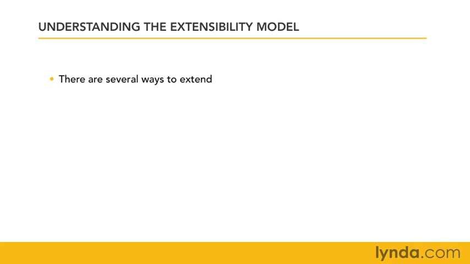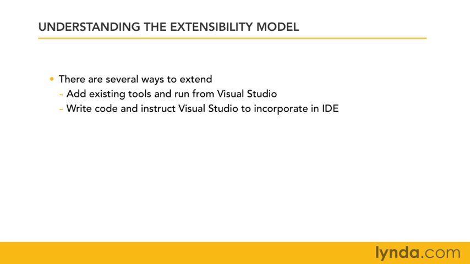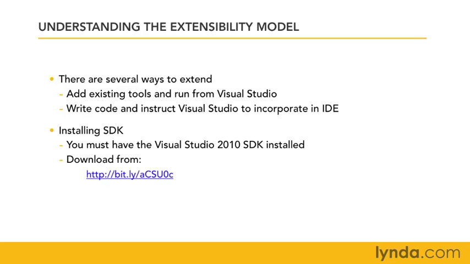The simplest is to buy or download a third-party tool and configure Visual Studio to use it. This requires no code writing on your behalf. The second approach requires you to write some code and instruct Visual Studio to use this custom extension. If you want to write these extensions, you need to install the Visual Studio SDK.